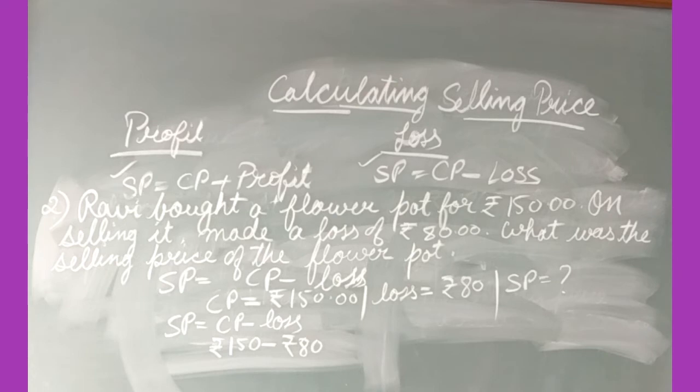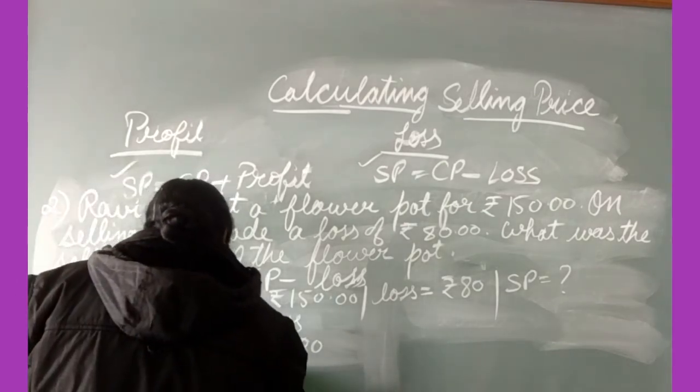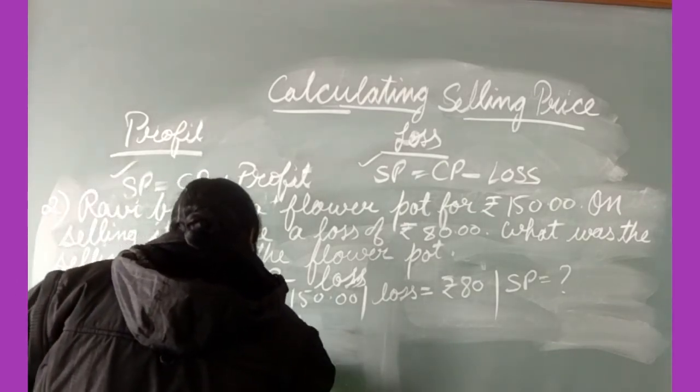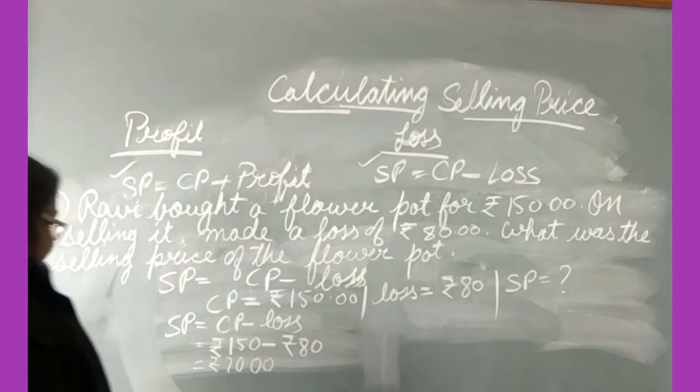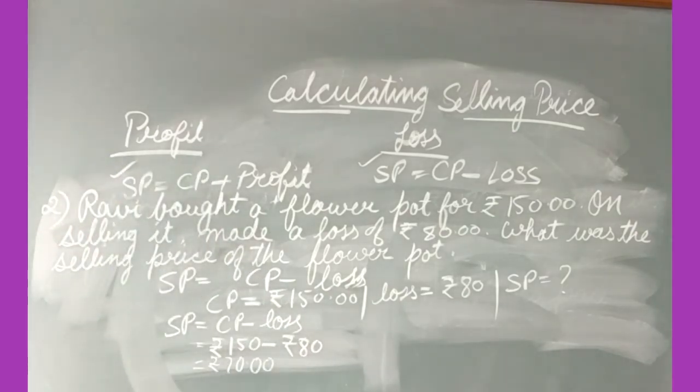What will you do here? Rupees 150 minus rupees 80. When you subtract rupees 80 from 150, what answer do you get? Yes, rupees 70. Good. You will get the answer rupees 70. What is the selling price? The selling price is rupees 70. So it is clear to you all.